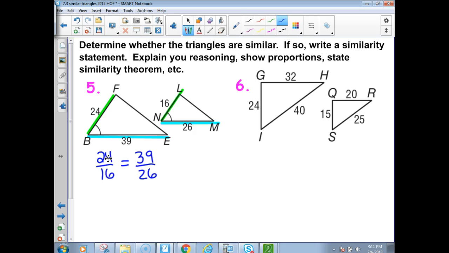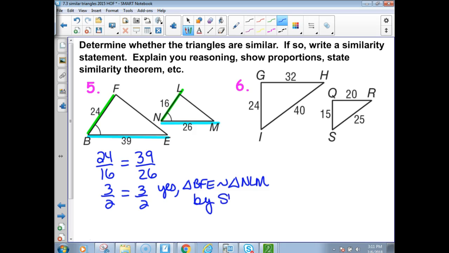I can divide by 8, top and bottom. I get 3 over 2. I can divide these by 13, 3 over 2. So this is yes. Triangle BFE, sounds like beefy, is similar to triangle NLM. And that would again be by side angle, side similar.